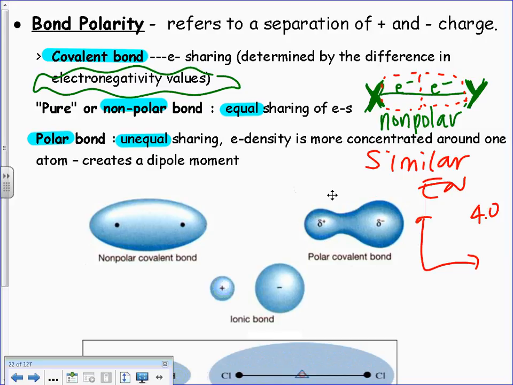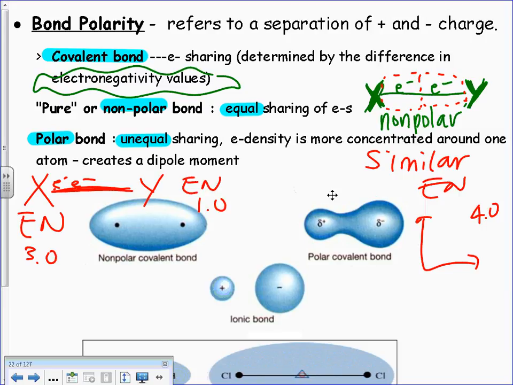Okay, so the unequal sharing, meaning let's say X and Y, two different elements, in their shared location, X has the electrons held closer to it. What would you say about X versus Y? X is more electronegative, so its electronegativity value may be a 3. Y might have an electronegativity value of maybe a 1. So the difference is 2, and I'll show you the difference here in a second.